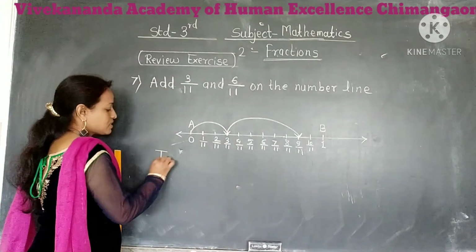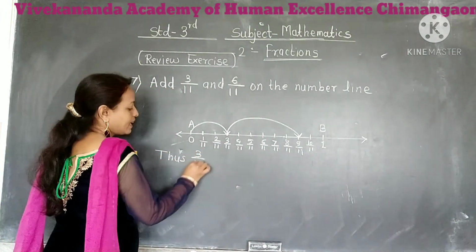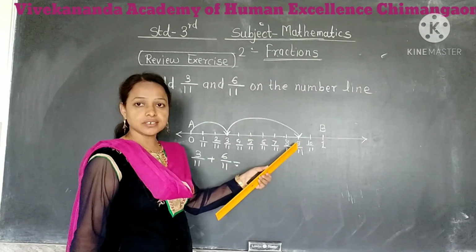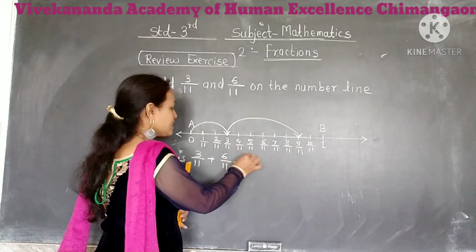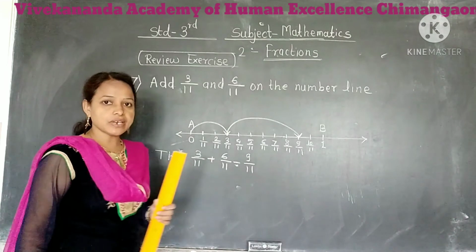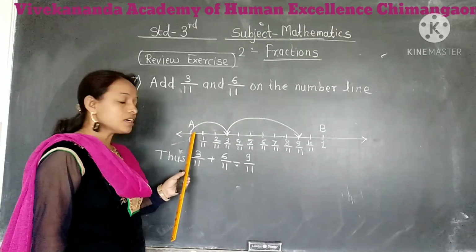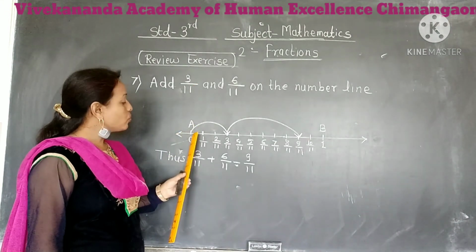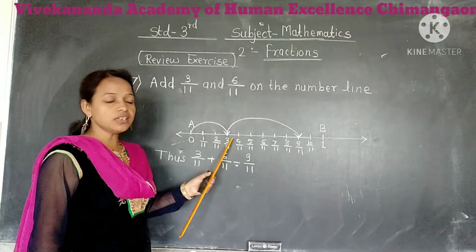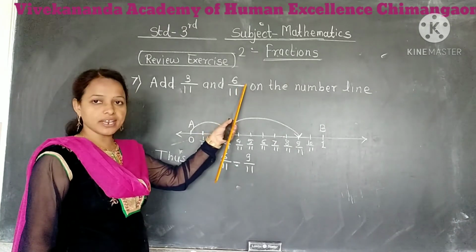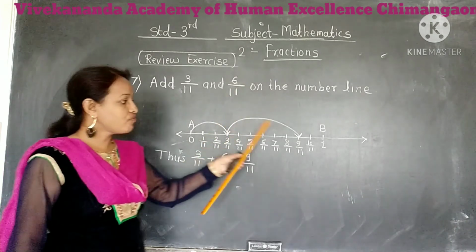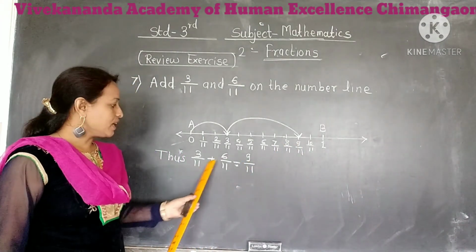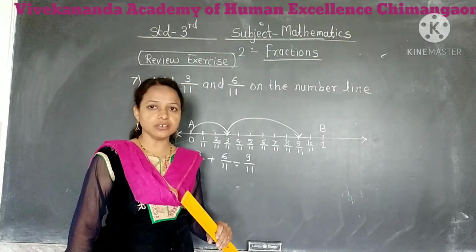So thus 3 upon 11 plus 6 upon 11, we reach fraction 9 upon 11. So we get the answer 9 upon 11. One step, student. Here we start from point A. Now the first fraction is 3 upon 11. So we move from A to 3 upon 11. Here we have to add 6 upon 11. So we move 6 steps forward. We reach fraction 9 upon 11. So 3 upon 11 plus 6 upon 11 is equal to 9 upon 11.